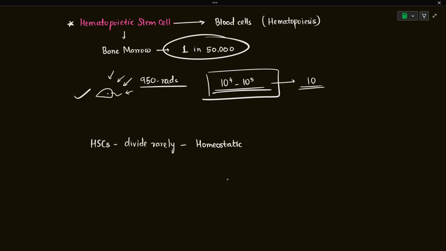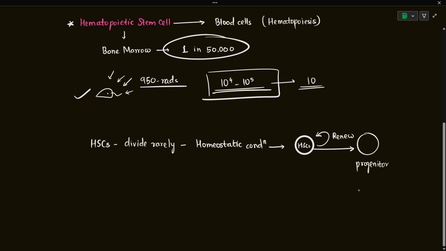So when the individual is in the homeostatic condition, the stem cells divide rarely, but when they divide, those hematopoietic stem cells can either renew, or they can form a more differentiated version, which is known as a progenitor cell, which is committed to a certain lineage. It could be committed to the myeloid lineage or the lymphoid lineage. So the progenitor cell is going to give rise to different cells, which are precursors of the blood cells.